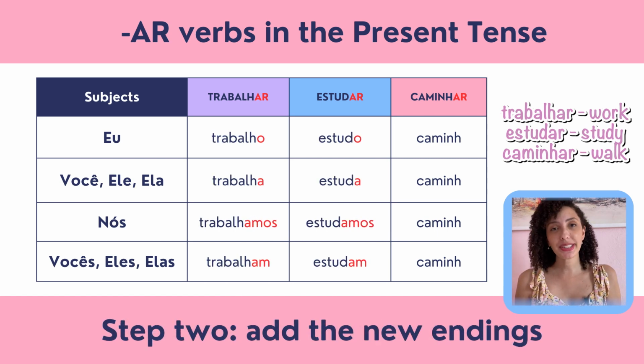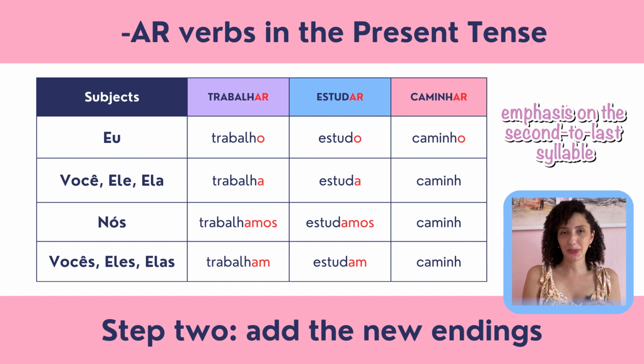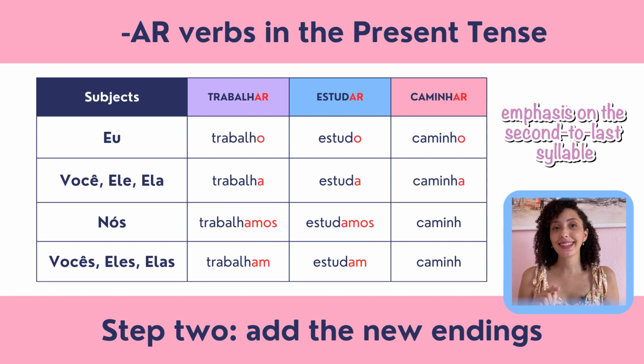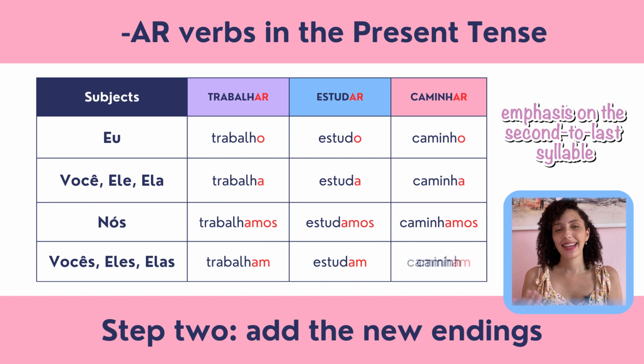So how would you say I walk? Eu caminho. You walk. Você caminha. We walk. Nós caminhamos. And they walk. Eles caminham.